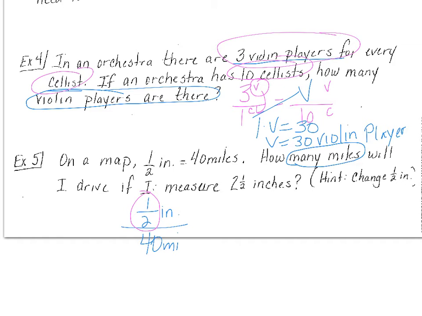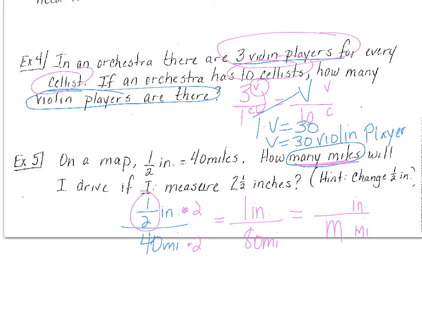Okay, so what I want you guys to do is to get rid of the half, we want to double this, because isn't 2 halves a whole? So multiply that by 2 and multiply that by 2. And that will give me 1 inch equals 80 miles. So that's the fraction we're going to use. Since it's inches over miles, to be consistent, I have to put inches over miles. It says how many miles will I drive?